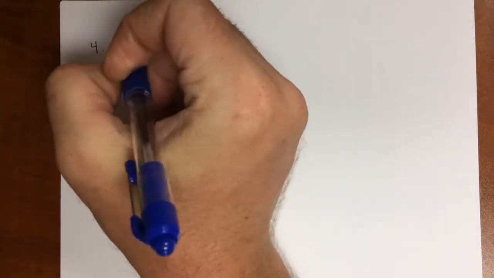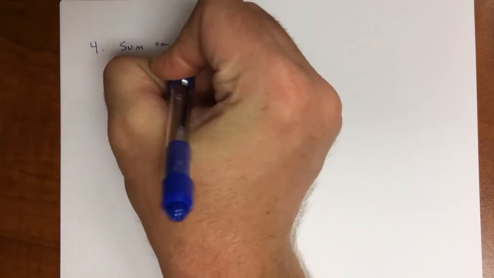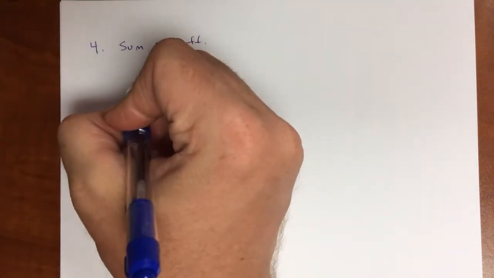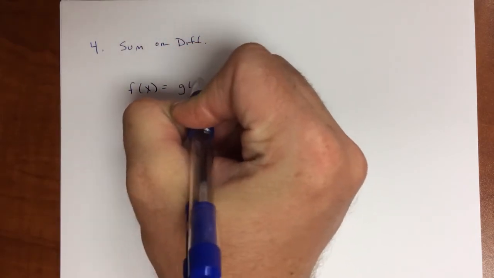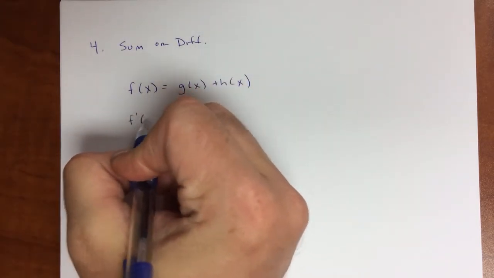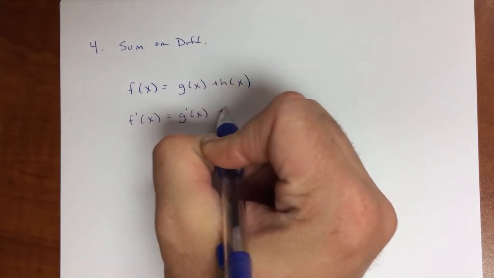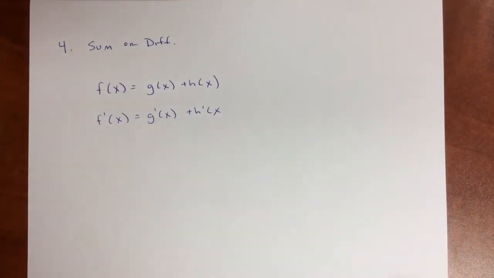Rule number 4, a sum or difference rule. So this tells us that if we have the function f of x is equal to g of x plus h of x, then the derivative is simply g prime of x plus h prime of x. So let's look at an example of this one.